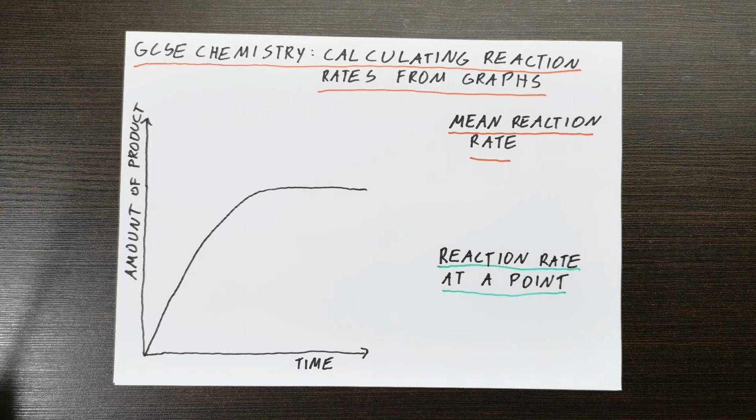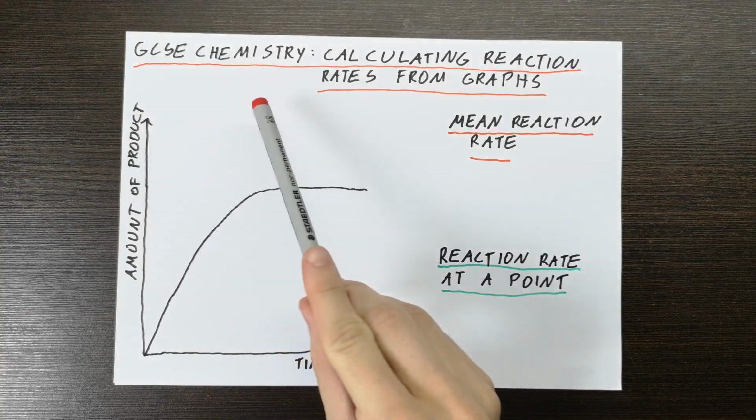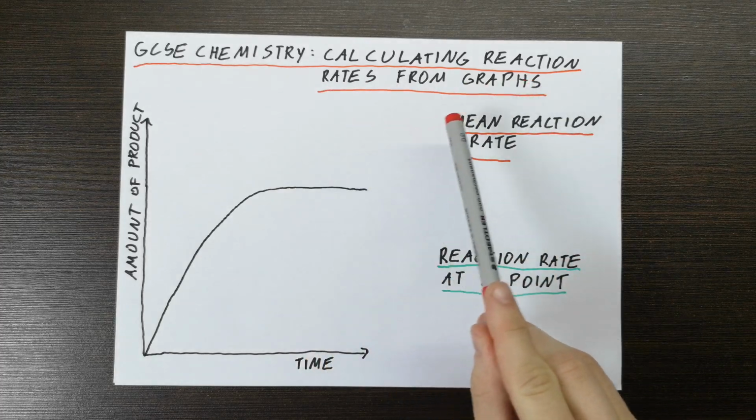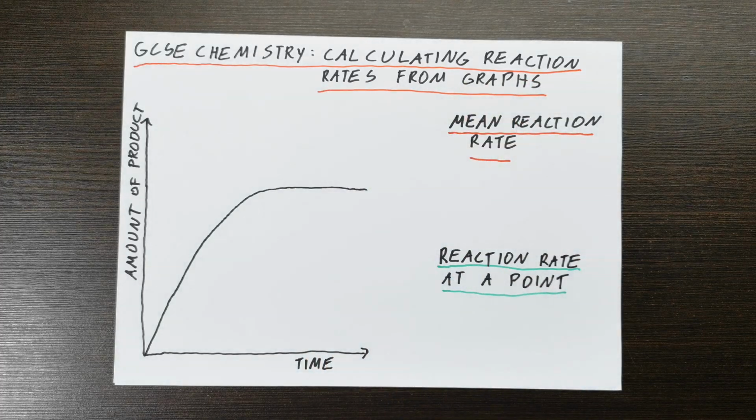Today we'll be looking at GCSE chemistry, calculating reaction rates from graphs. Last time we talked a bit about rate of reaction factors, how there are certain things that increase the rate of reaction and decrease the rate of reaction. But now we'll be looking at the quantitative stuff, at the real deal. How do we actually calculate the rate of reactions from the reaction graphs? So without further ado, let's get started.